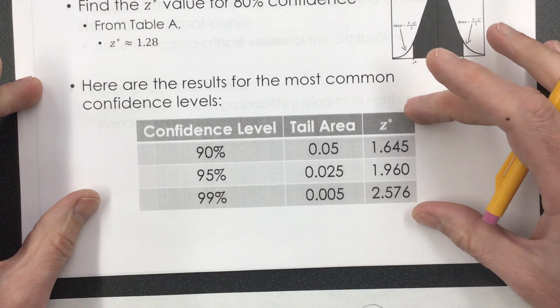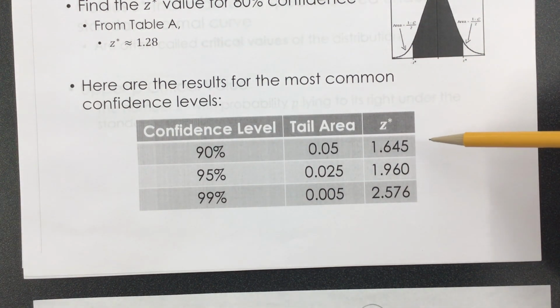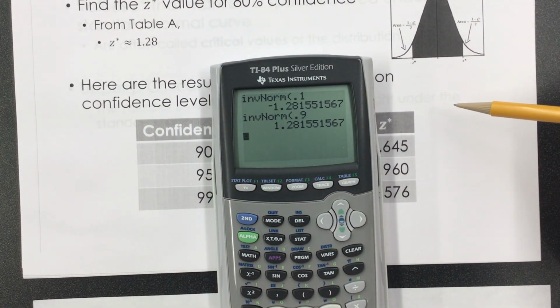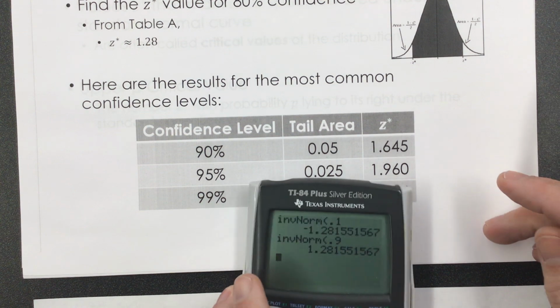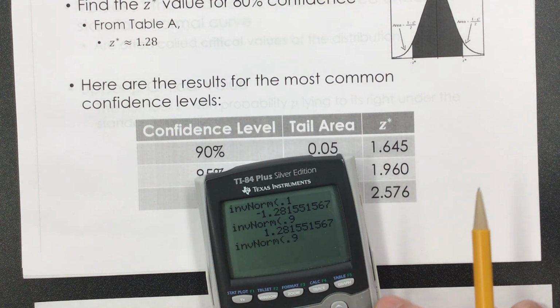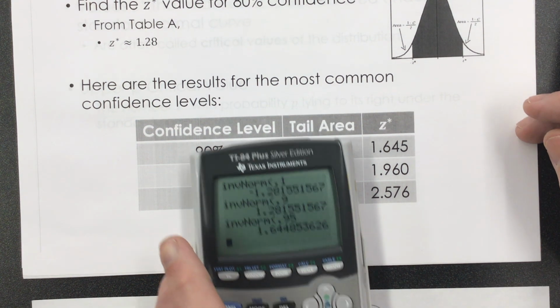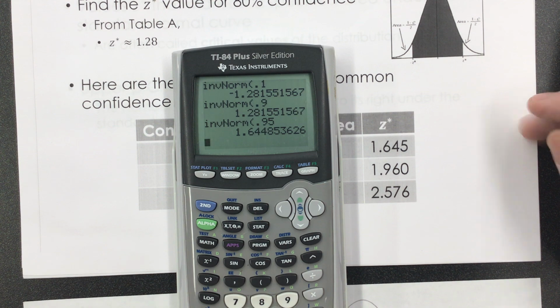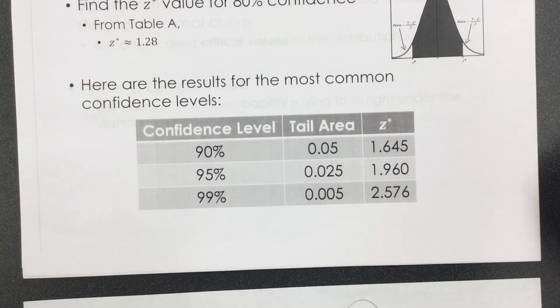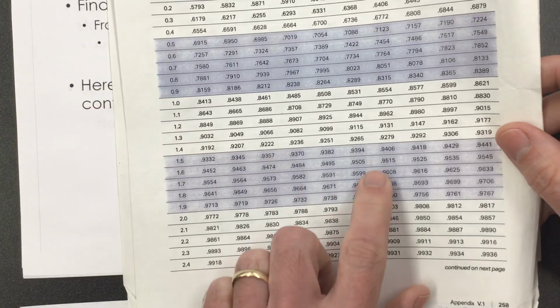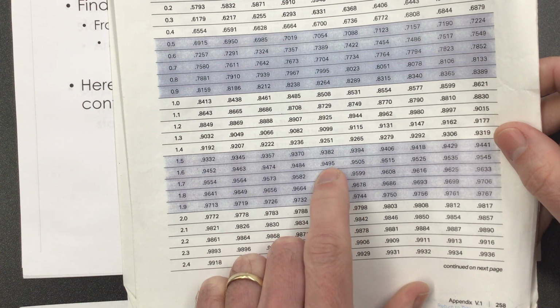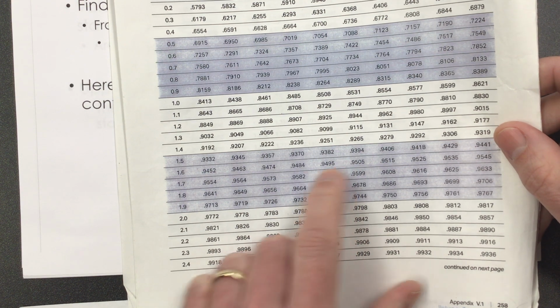Now, here they are, rounded to 3 decimal places. If you want more decimal places, guess what? Go to your calculator, right? So let's do the 90% on my calculator. In this case, I would want that to be 0.95. So there we go. There's the z star right there, but to more decimal accuracy from your calculator. Now, again, you could look that up in table A, right? So I could, as I showed you earlier, look through here. Let's find 0.95 in my table, and there it is between those two values.